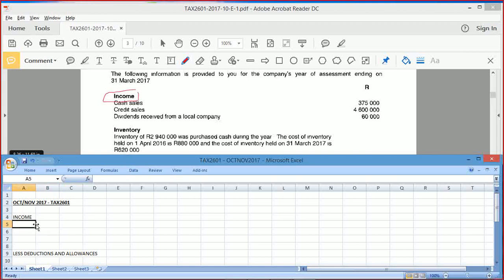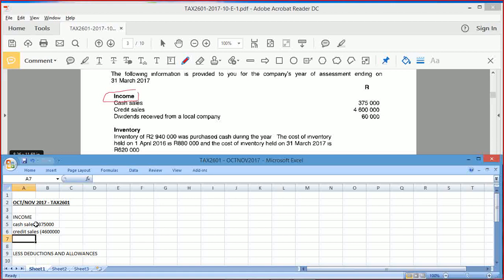If you have cash sales or credit sales, are cash sales and credit sales both included in taxable income? Yes, sir. Yes, it is. So you'll insert both here. Cash sales, credit sales. Did you do that? Yes, I did do that.